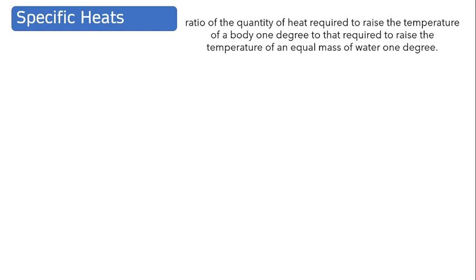Now what is specific heat? From the definition of specific heat in thermodynamics, we can say that it is the ratio of the quantity of heat required to raise the temperature of a body by 1 degree to that required to raise the temperature of an equal mass of water by 1 degree. Now if we consider a mass of dm, where some amount of heat dq is delivered to that mass, by which the temperature of that system rises by dt.